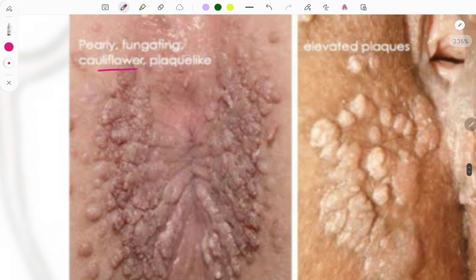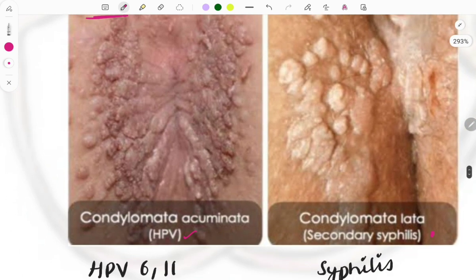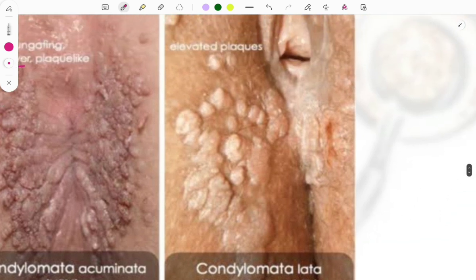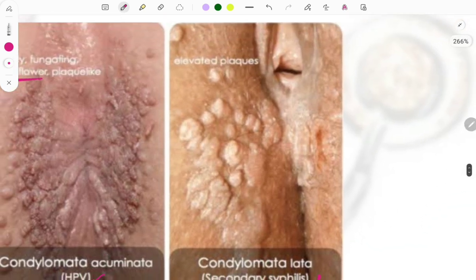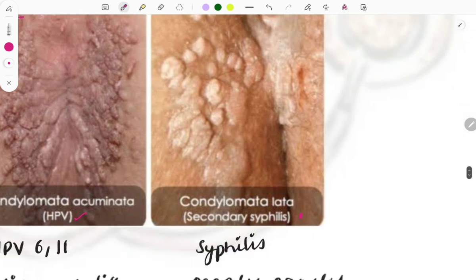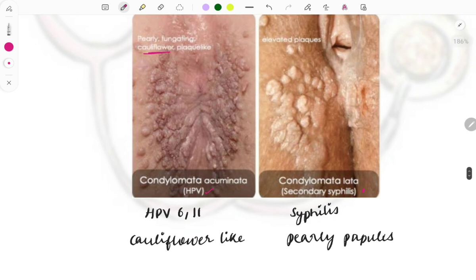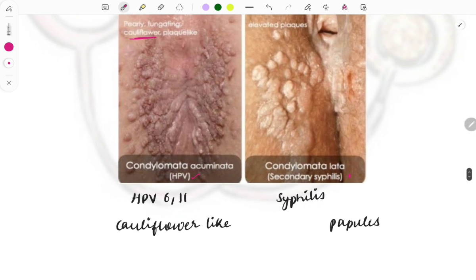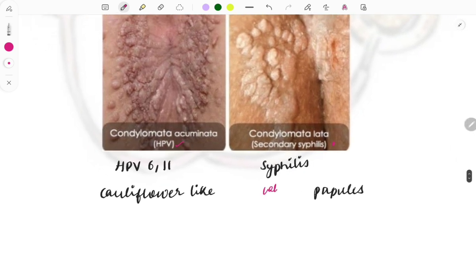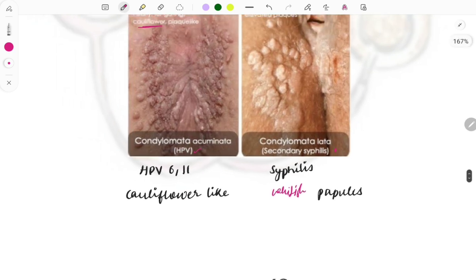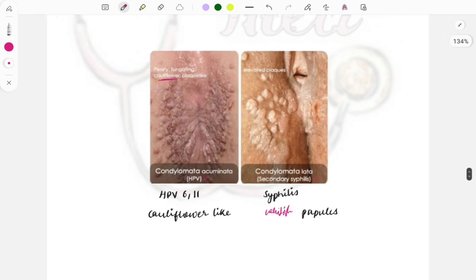Okay, so whenever you see this cauliflower like growth, then the answer will be Condyloma acuminata. But when you see these elevated papules which are white in color, then the answer will be Condyloma lata, associated with secondary syphilis. So this is the pearly papule, these are whitish papules. Then this will be Condyloma lata. Okay, so that is the differentiating factor.